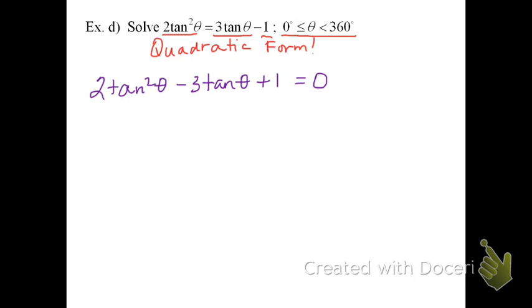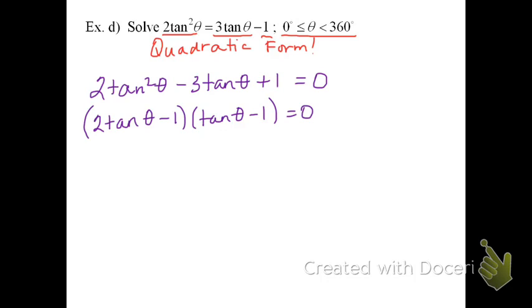Now what we're going to do over here on the left side is factor it by unfoiling. So I know that when I factor it, I get 2 tangent theta minus 1 times tangent of theta minus 1 is equal to 0.